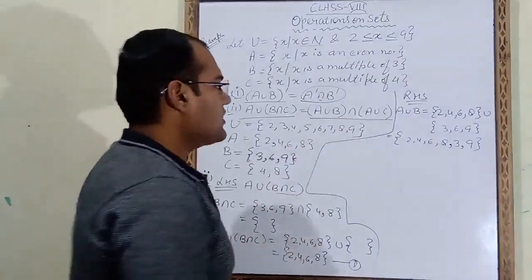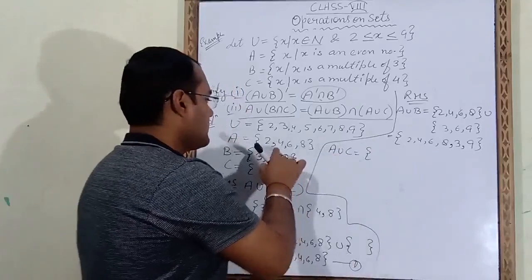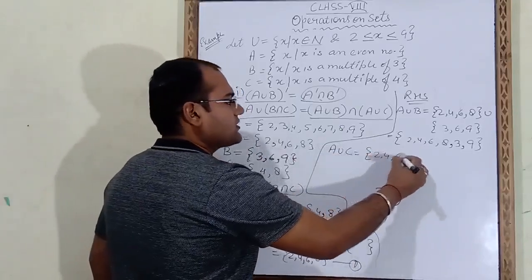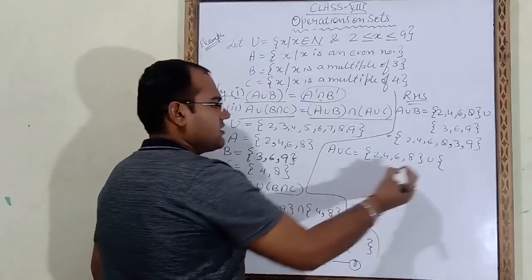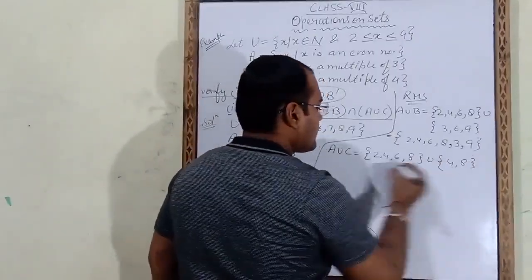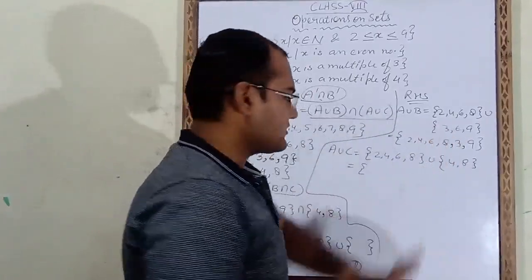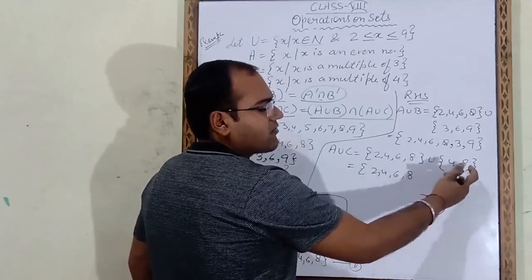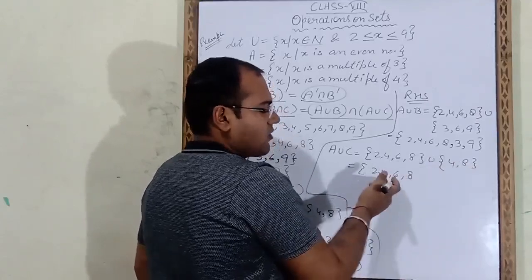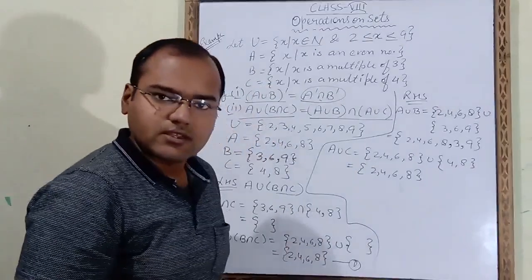Now A union C. A values 2, 4, 6, 8. Union C. C is 4 and 8. Union means this set also and this set also we have to write. So 2, 4, 6, 8. After that 4 and 8 are coming, but 4 and 8 are already over, so no need to write again. This is the answer of A union C.